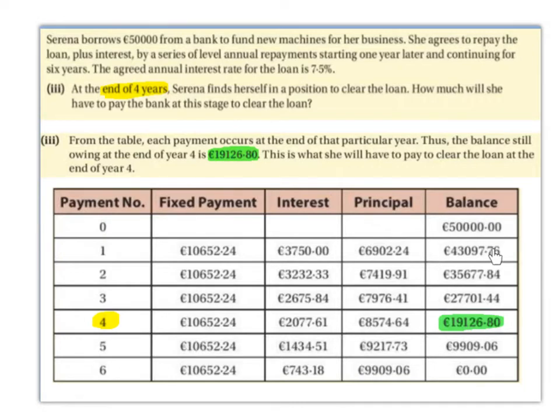We have the new balance. We get 7.5% of that, and that gives us the new interest. We subtract that interest from the fixed payment, and that gives us the principal. And then to find the new balance, we take the previous balance, subtract the principal, and that gives us the new balance. And we continue on until we get to the end, and we should end up with 0.